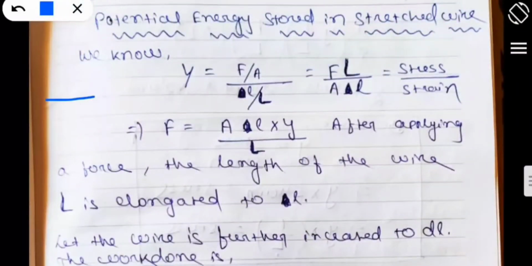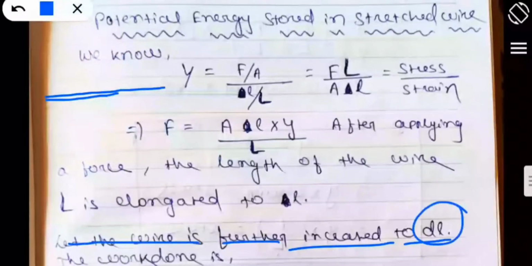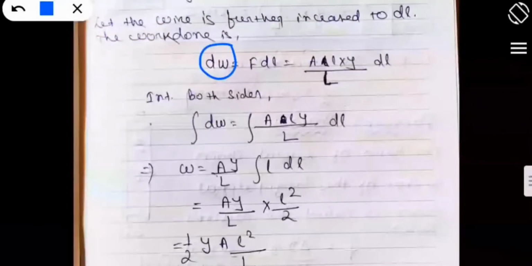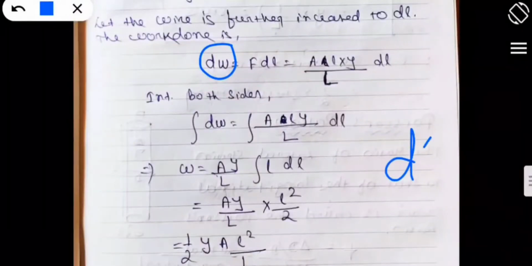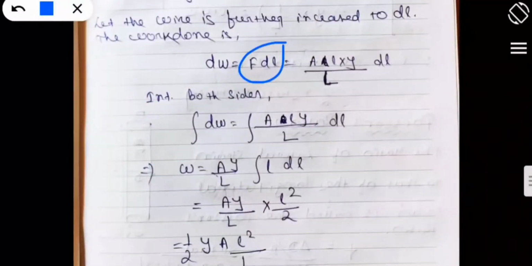If I am going to stretch a wire, previously the wire is this, and if I stress it, the wire will become like this. If I stress the wire, obviously I am doing some work on it. Now let the wire be further increased by dl. Let a small length dl be the increase, then the work done will become dW, because I am doing a small work. So dW is equal to force into displacement.